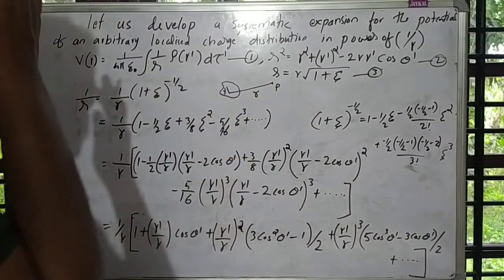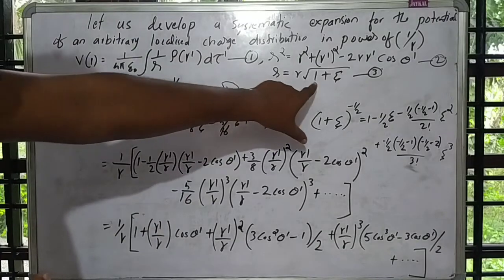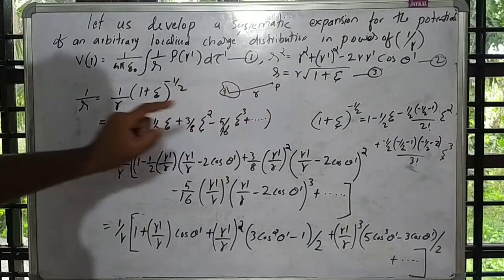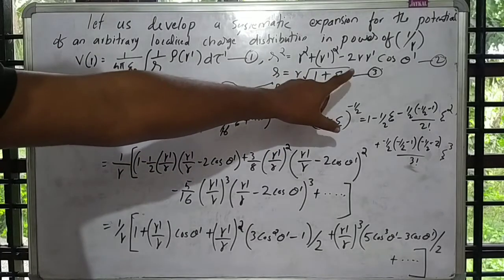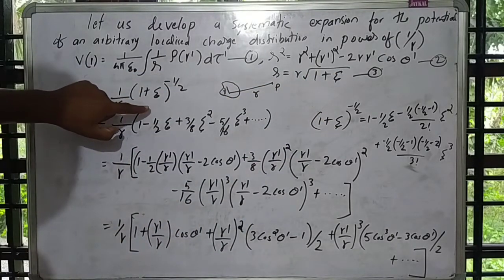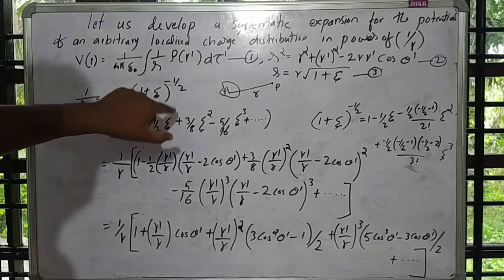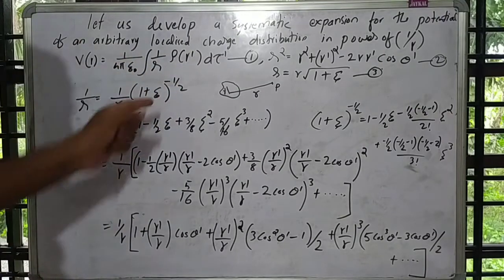So we can write this relation as R is equal to r into under root 1 plus epsilon, so 1 over R is equal to 1 over r under root 1 plus epsilon. If we take this into the numerator, we can write 1 plus epsilon whole raised to negative 1 by 2.